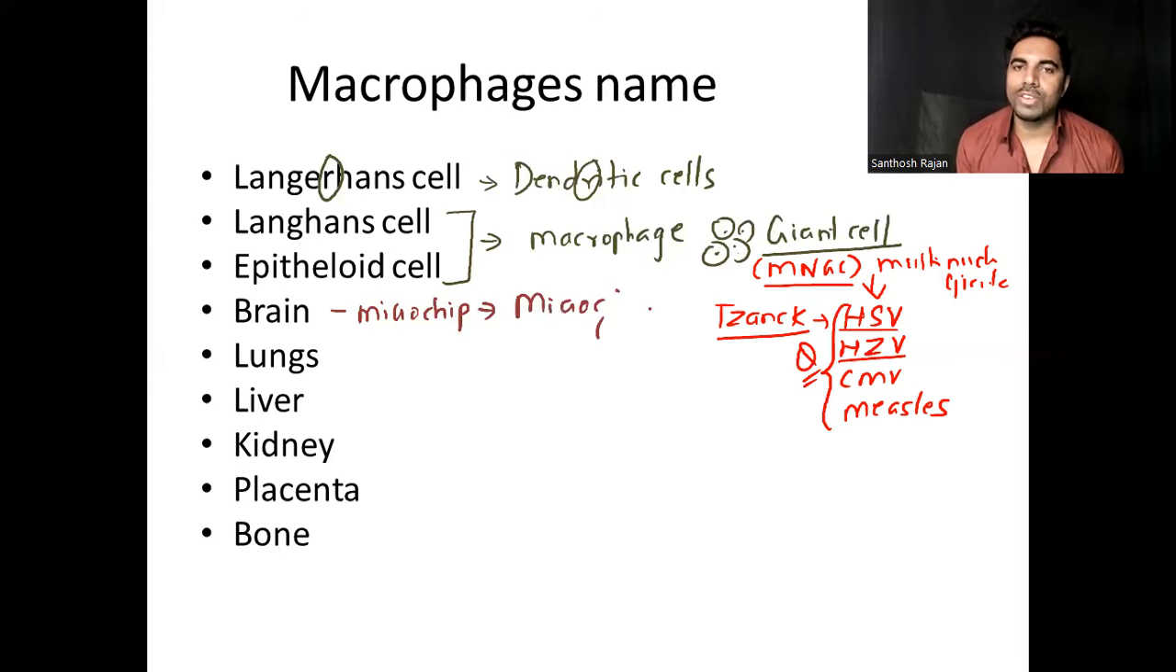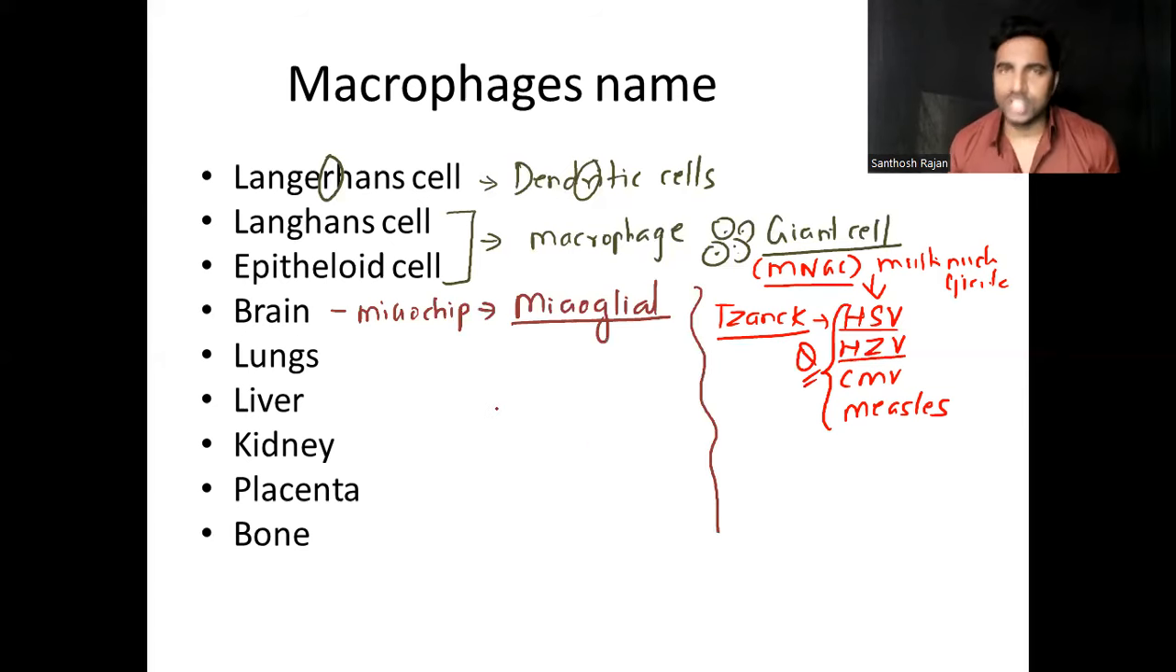I know some people must be knowing this very thoroughly, but some people, especially FMG students, might be struggling with this. So don't worry. It's very, very easy. Everything has a shortcut and it's easy. It's not a mnemonic, especially; it's just easy, funny ways to remember. So remember that: microchip on your brain, microglial cells.